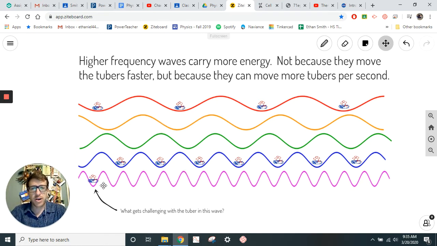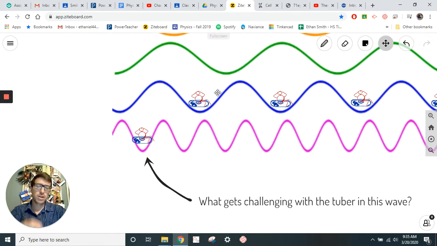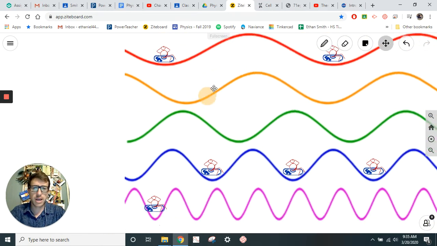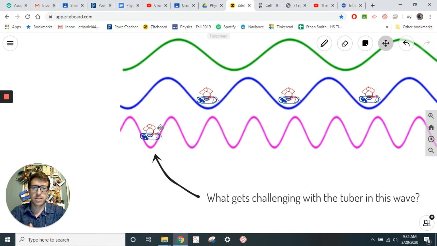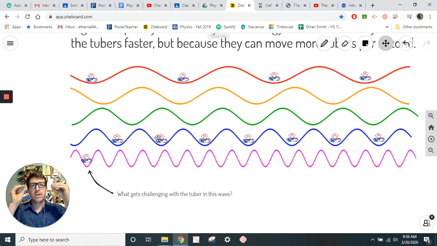Okay. So now I do want to point out what gets challenging or tricky with a tuber sitting in this wave, right? So here these tubers are all the same size. Here they sit comfortably in here. They sit really comfortably in this guy. But here all of a sudden, they start to get a little cramped in there, right? It's harder for this wave to grab onto them and move them because of how small that wave is. Okay, so that's an important thing that we need to keep in mind when we think about how these electromagnetic waves interact with matter, with things with mass. How do they actually interact with them?